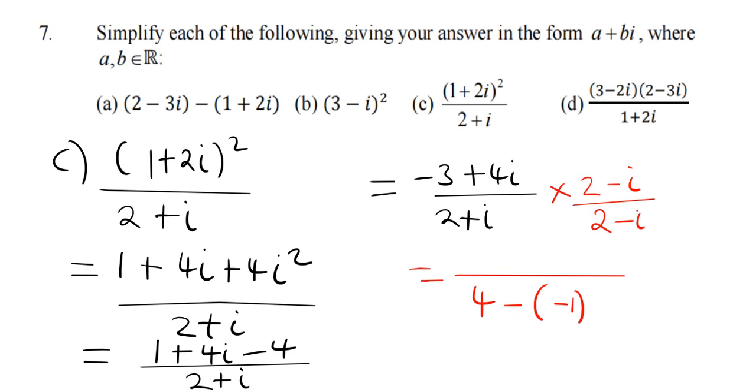So now here we are supposed to distribute normally. Okay, expand the way we expand. Negative 3 multiplied by 2 will give me a negative 6. Negative 3 multiplied by i, I'm going to have positive 3i. 4i multiplied by 2, I'm going to have 8i. Then 4i multiplied by negative i, I'm going to have negative 4i squared.